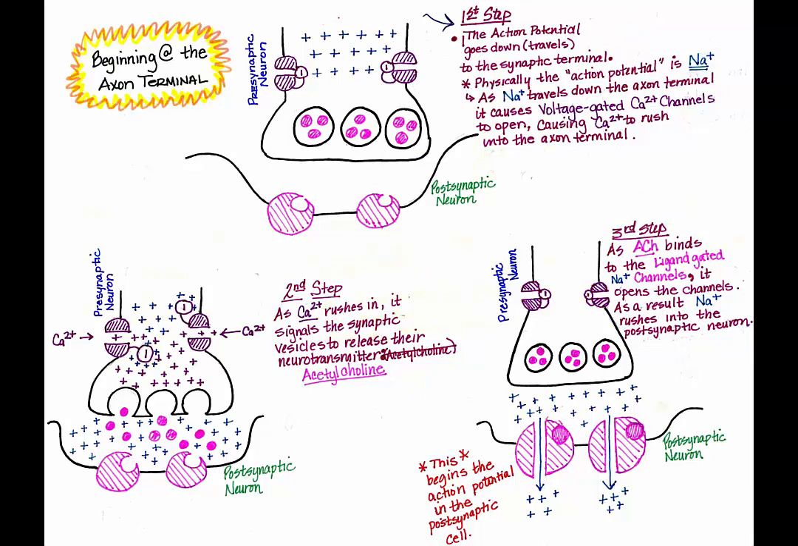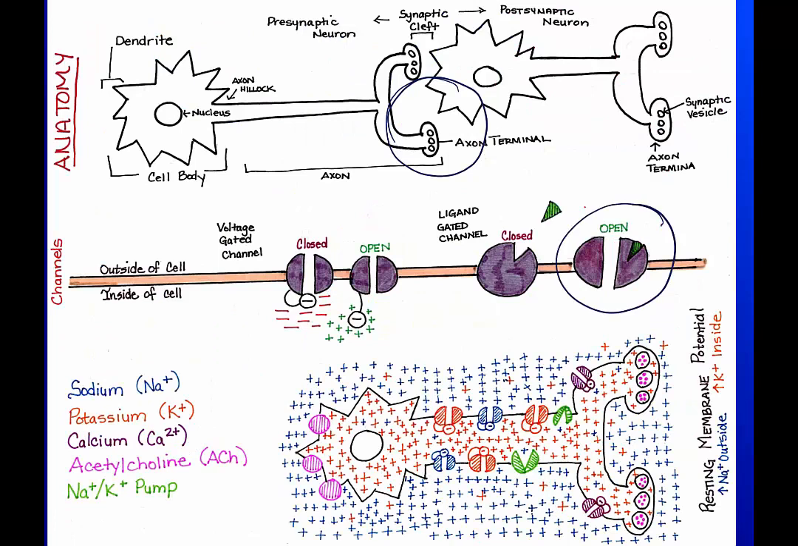So sodium, the action potential, starts flowing down our synaptic cleft, right? And as it does, it causes these voltage-gated calcium channels to open. As they open, calcium floods into our synaptic terminal. That calcium signals these synaptic vesicles to release their acetylcholine, okay? So acetylcholine gets released, travels across my synaptic cleft, and binds to these ligand-gated channels. Okay, now remember, with ligand-gated channels, if I have the key in place, they open.